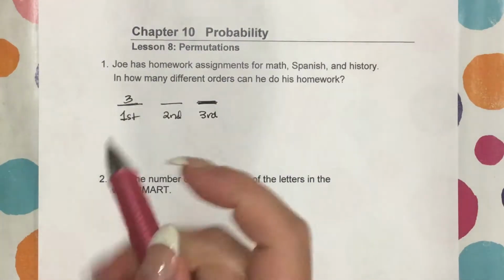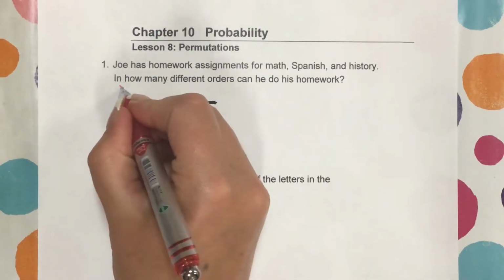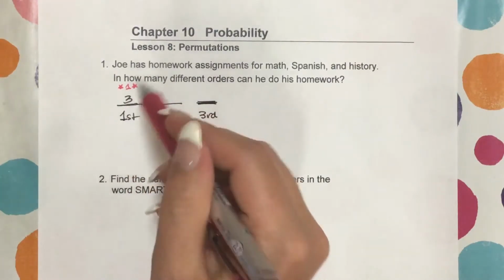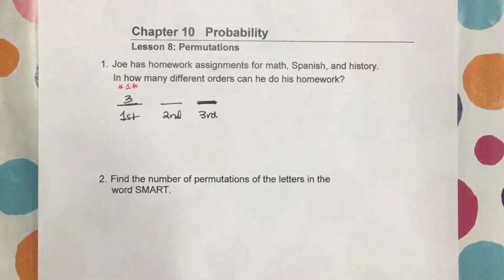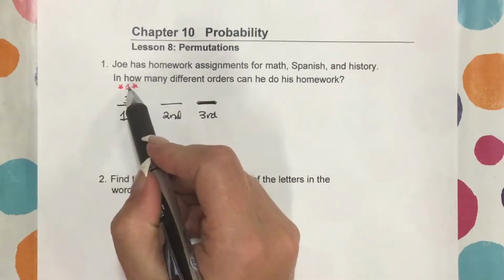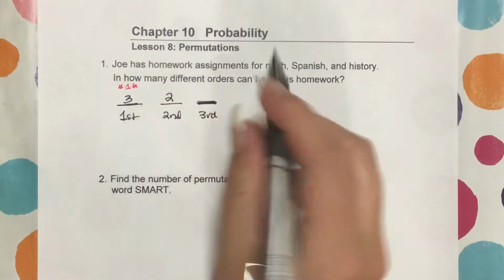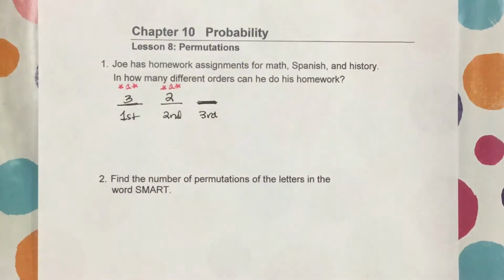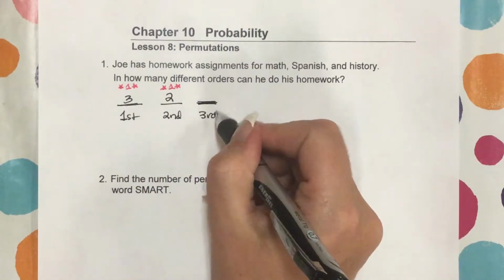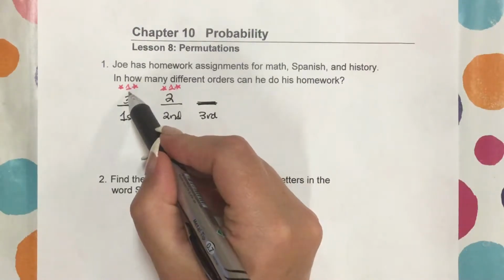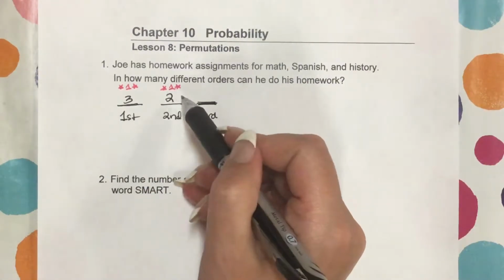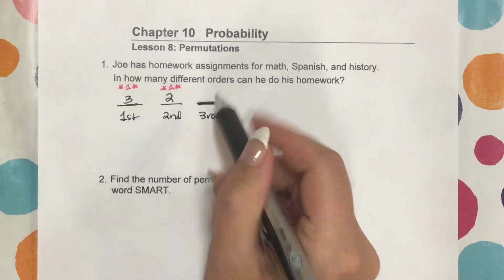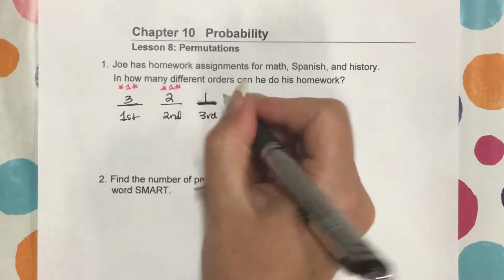Okay? However, what we have to remember is he does one during this time. So whatever he does first, one is going to go away. So when we go to what he does second, because he did one first, he only has two remaining options. And he does another subject right there. And then for third, because he did one of the assignments here, and another one of the assignments, we don't know which one, and that's okay. We don't have to know. All we know is that he did one first, he did another one second, which means there's only one option left for third.